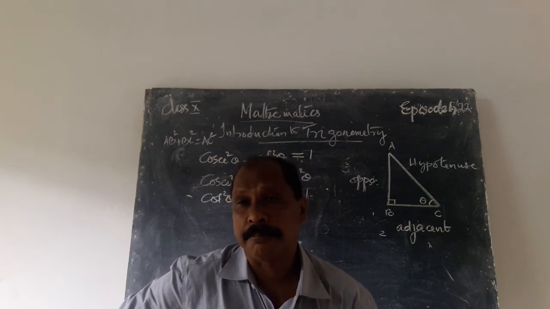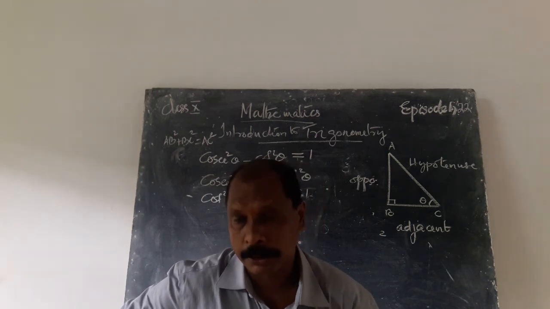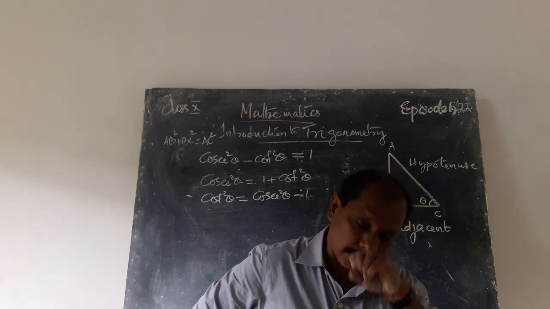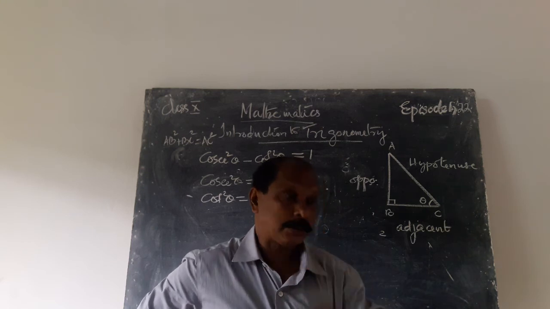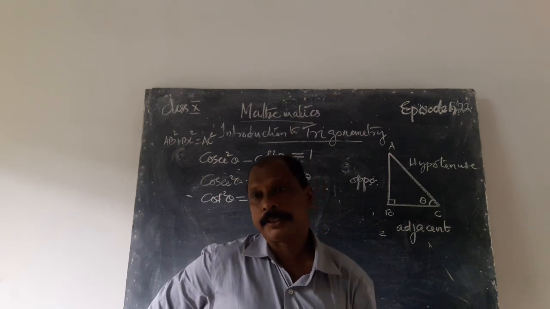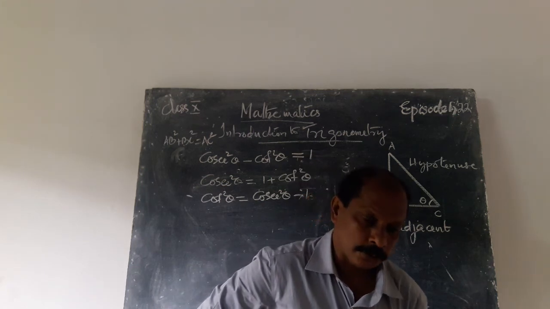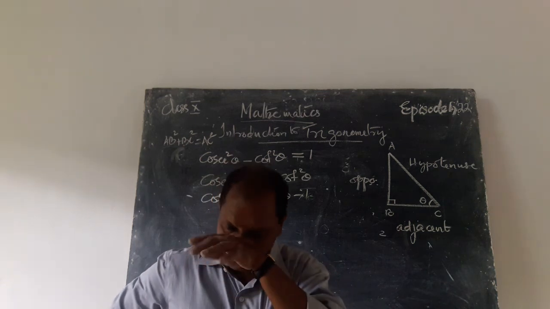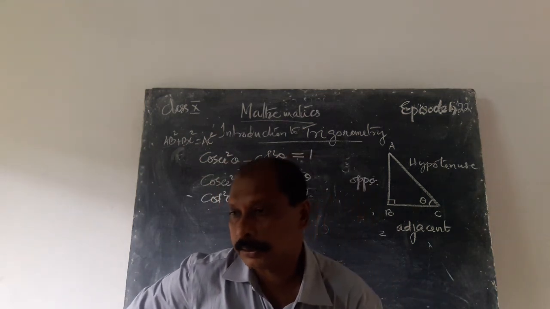Then there are three basic trigonometric functions in the case of trigonometry. They are sin theta, cosine theta, tangent theta, short form sin theta, cos theta and tan theta. Sin theta is a ratio between opposite side and the hypotenuse. Cos theta is a ratio between adjacent side and the hypotenuse. Tan theta is a ratio between opposite side and adjacent side.